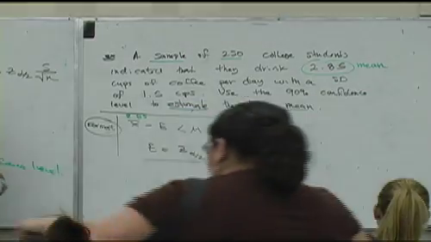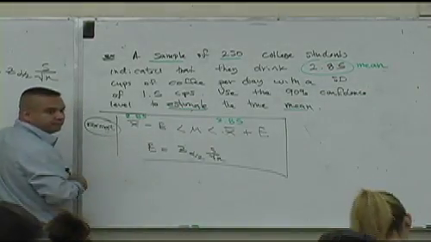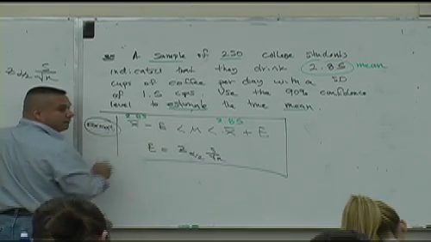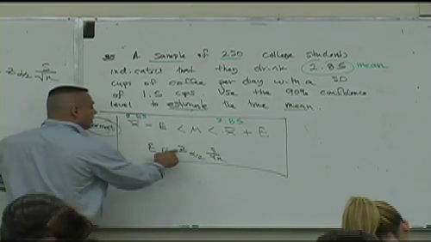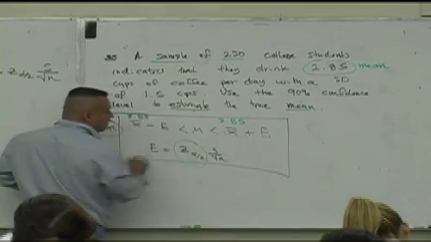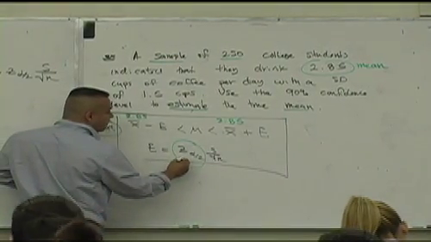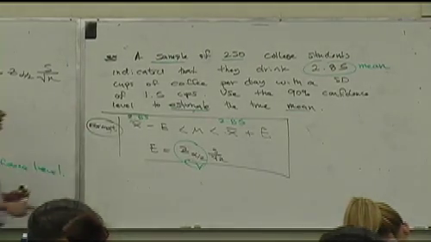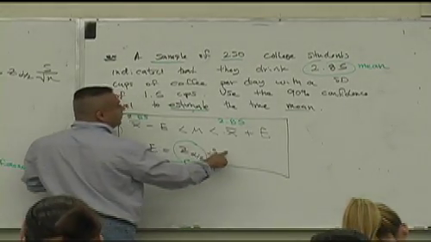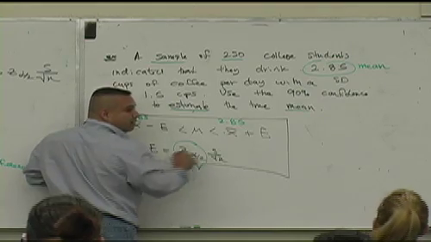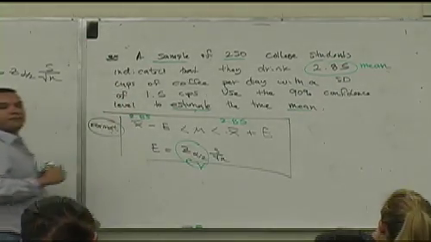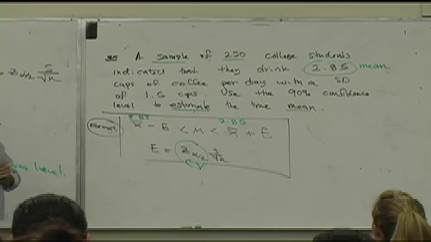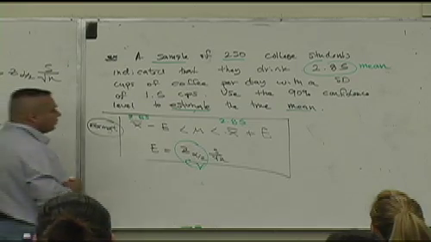So how do you determine the margin of error? Here's your error formula. Okay, so what is this value here again? This is your what? Critical value. What is this S again? What was that S again? Sample what? Standard deviation.